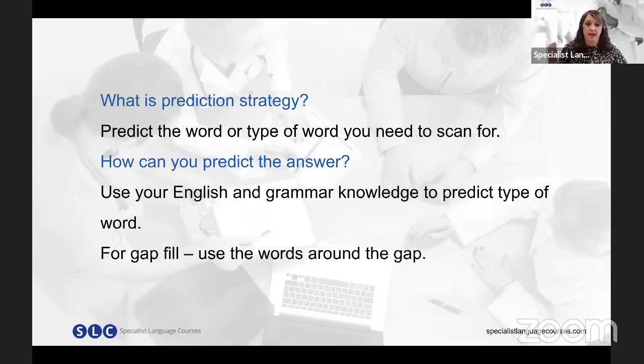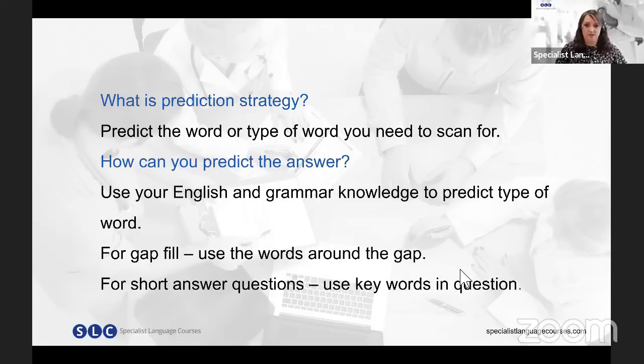All right. So in order to do this, if you're looking at gap fill questions, you need to use the words around the gap to help you. So around the gap is quite important. Remember, you need to look before and after the gap. And for short answer questions, you'll be using keywords in the question.